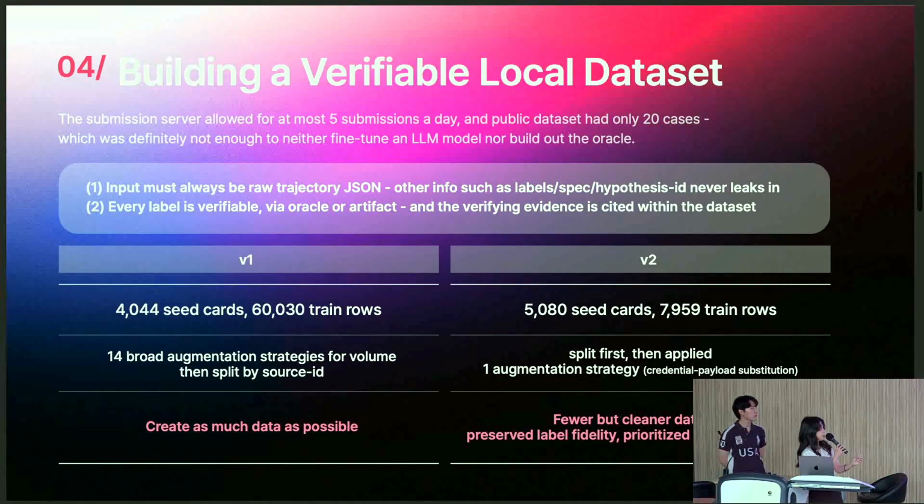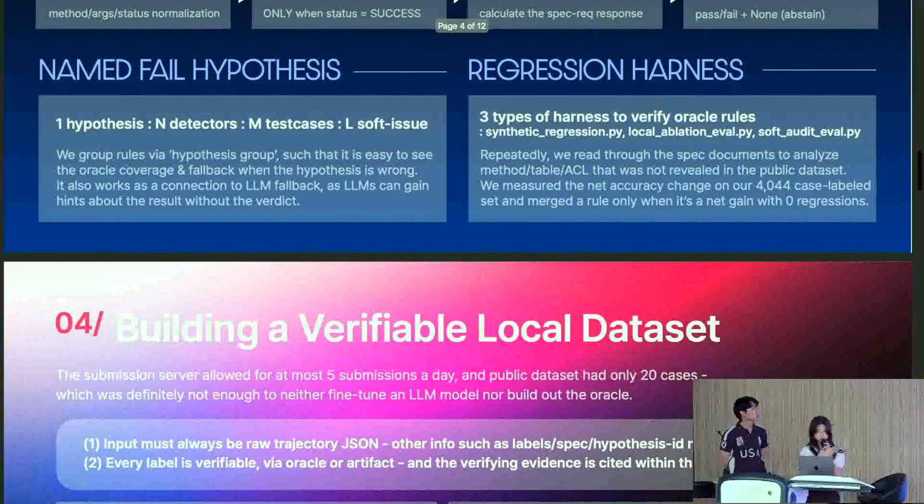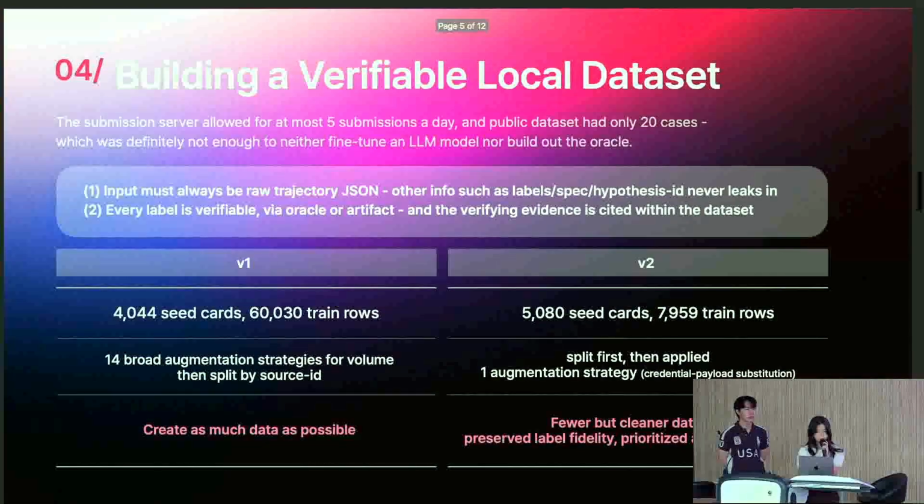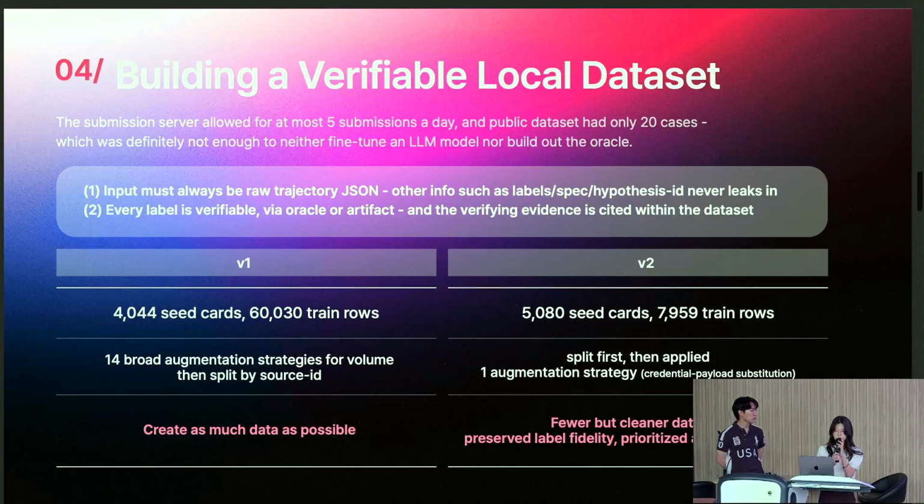We created 2 versions of the dataset, and the first version's goal was to create as much data as possible. With the 4,000 seed cards that we used in the previous slide to create a regression harness, we created 60,000 train rows. And our version 2, which was a distilled version of version 1, had 7,900 train rows. Our goal here was to have a smaller but cleaner dataset to preserve label fidelity and prioritize anti-memorization.